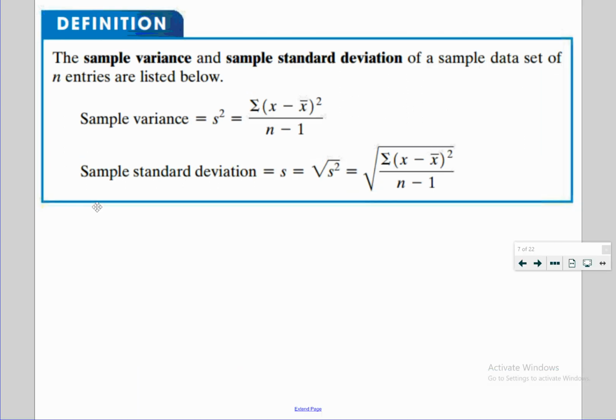Our airplanes for a population. The first thing we're going to start with today is a sample standard deviation.